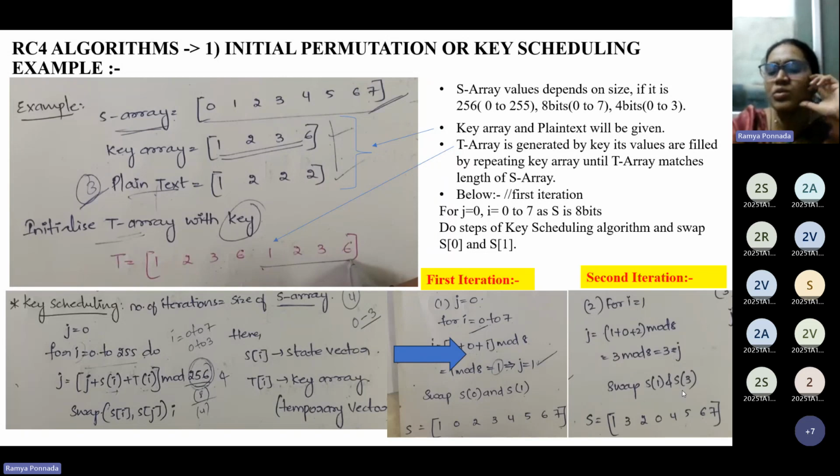Like that, you need to swap based on your j value. You need to swap the i value and j value, and swap all these elements. So how many iterations do you need to carry out? 8 iterations. The number of iterations is equal to the size of your S array. Any doubts?